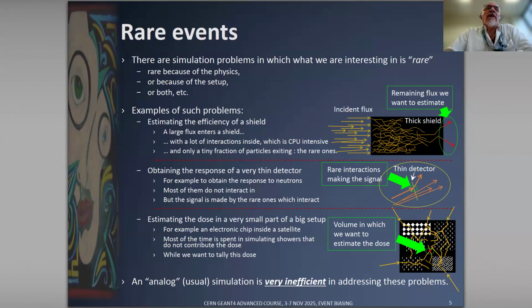Assume you want to estimate the efficiency of a shield, that is, you're working in some nuclear plant. On one side of the shield you have a very large flux of particles. You design a concrete shield with some thickness, and you want to estimate with the simulation what the flux of particles is, and what the characteristics are of the particles which are able to cross the entire shield. These few particles which are able to cross the entire shield, indicated on the picture with the red arrows and the green ellipse, are called rare events.